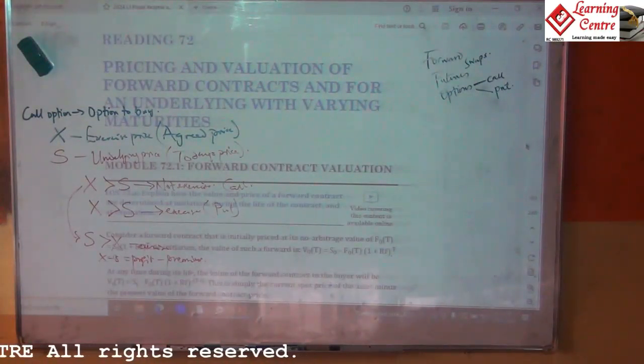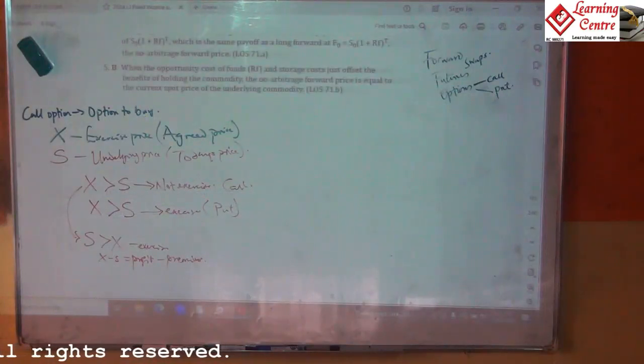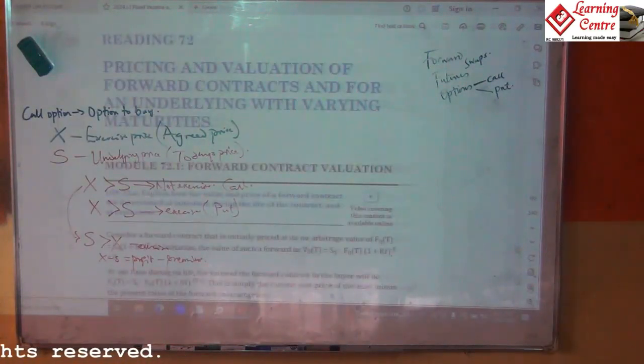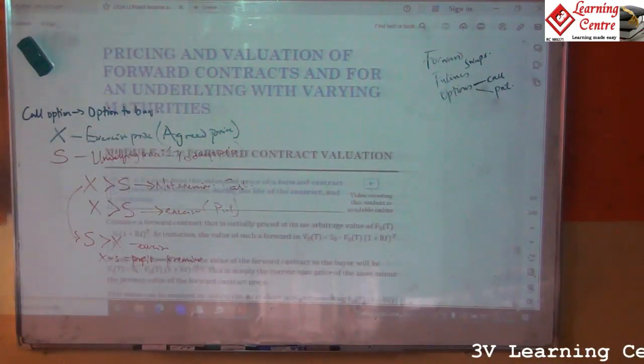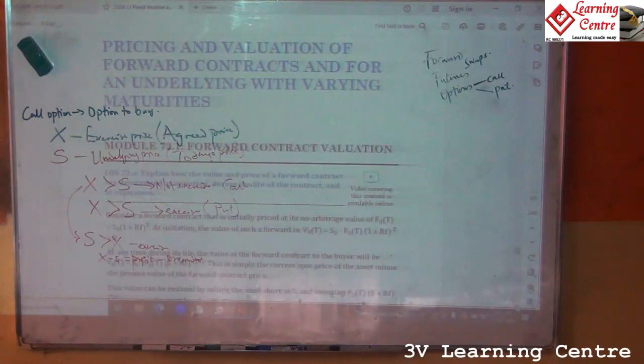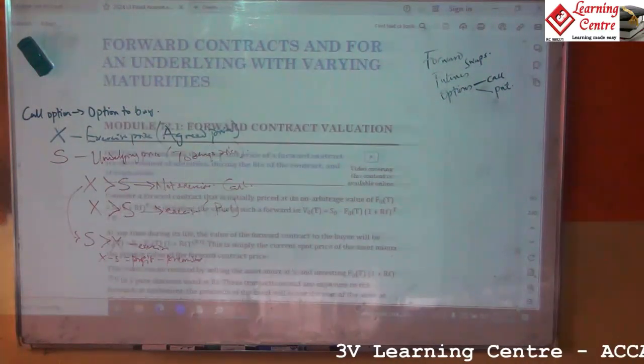Okay, so I just wanted to do that brief rundown, and then we'll continue. Pricing and valuation of forward contracts for an underlying with varying maturities. So this one, I just want to reiterate it. We did this last week. I just want to bring back the formula to your mind.